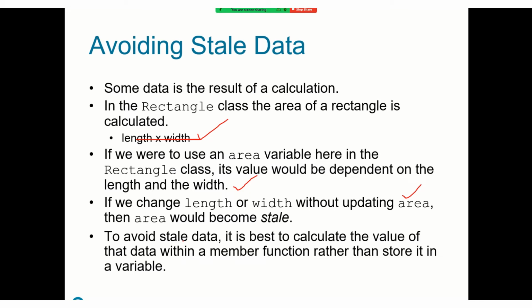Basically, that's the use case of adding that calculate area function, because you change the length and width, but there is no use of the area until you apply those length and width in the class itself. So within the class, if you have those member functions defined, then you don't have to mess with that outside the class. So that's the point. If you want to avoid stale data, that's why it is best to calculate the value of the data within a member function rather than store it as a variable.